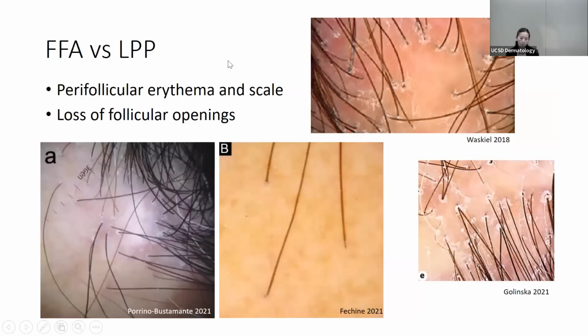FFA and LPP I've put together because often you're going to see perifollicular erythema and scale. I think these are some nice examples of what you would see with your dermatoscope. And then you obviously see loss of follicular openings that corresponds to the scarring. And you see these kind of lonely terminal hairs at the edge, which is classic for FFA.